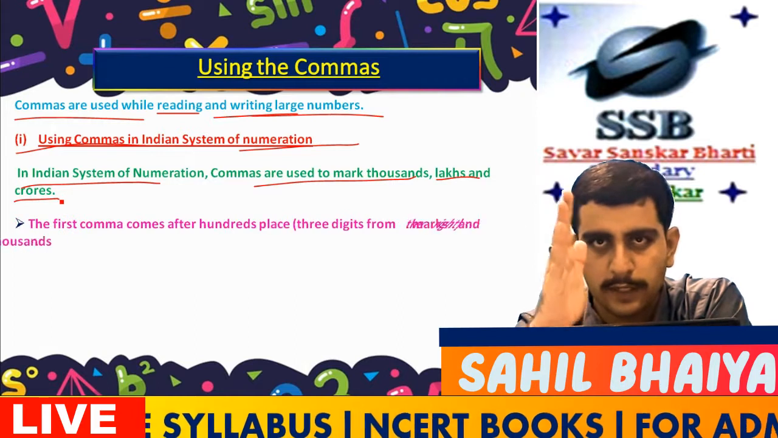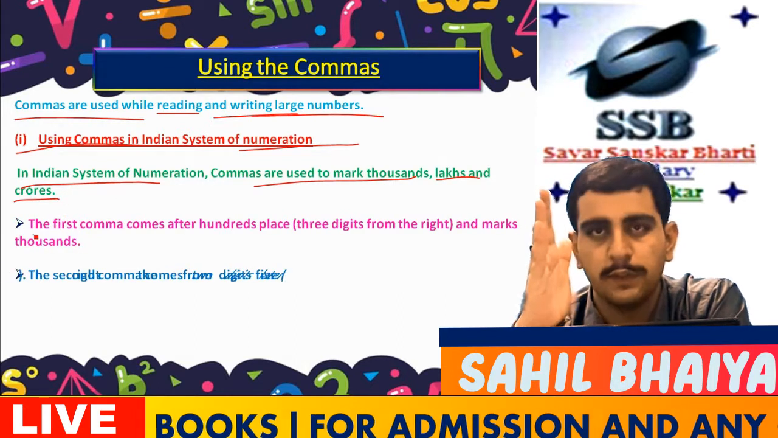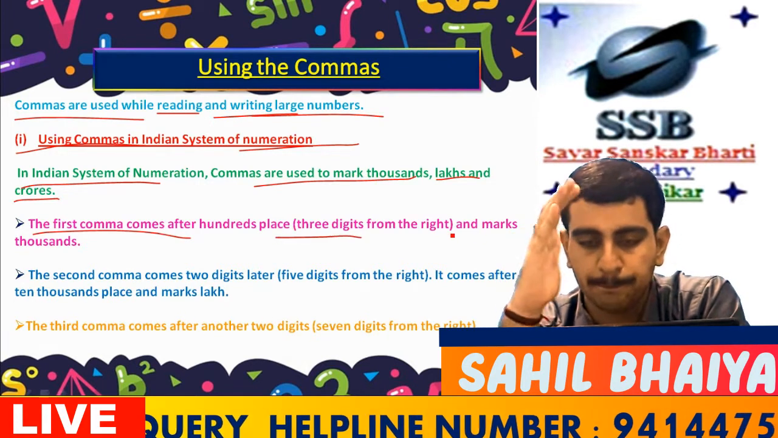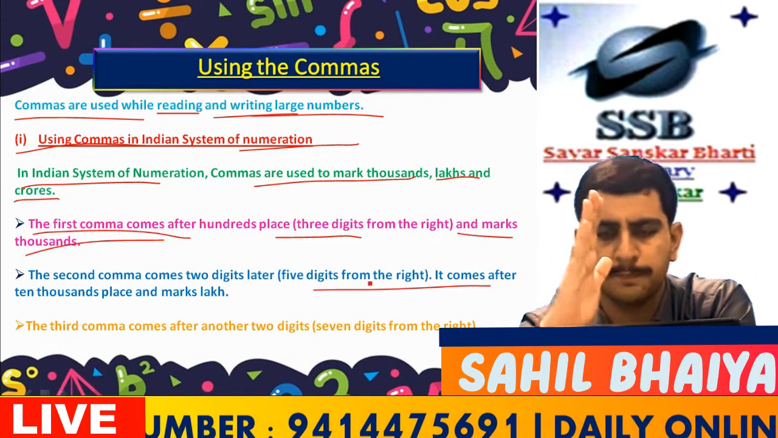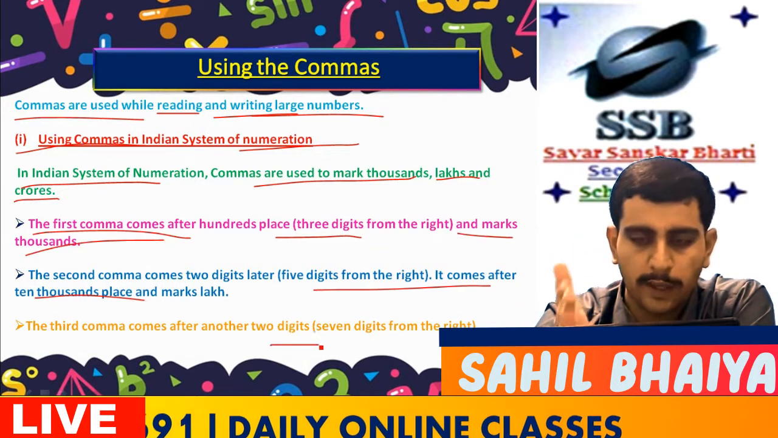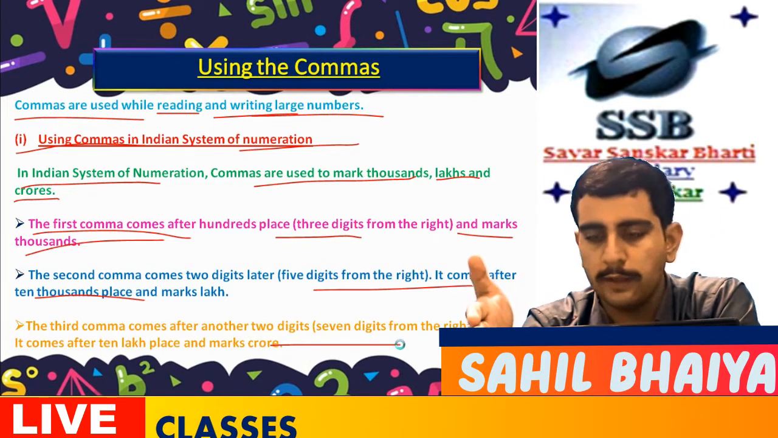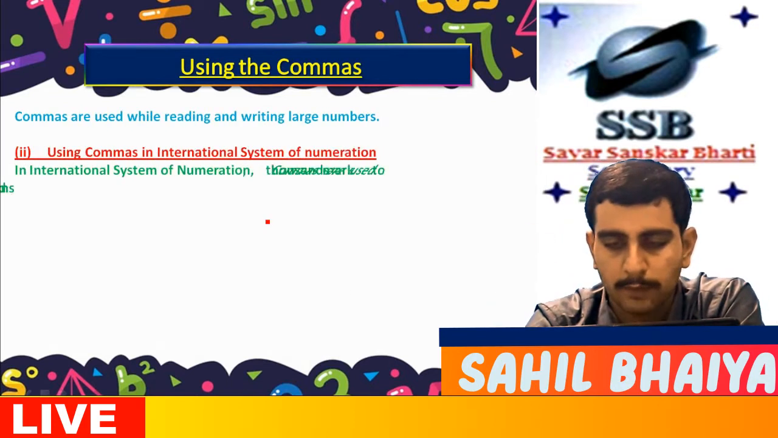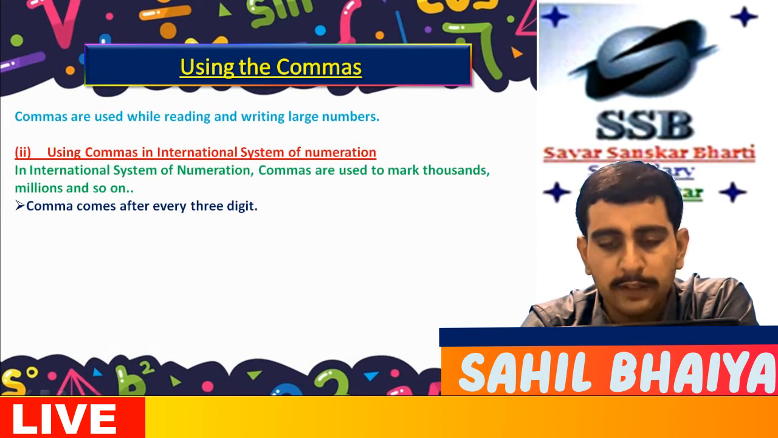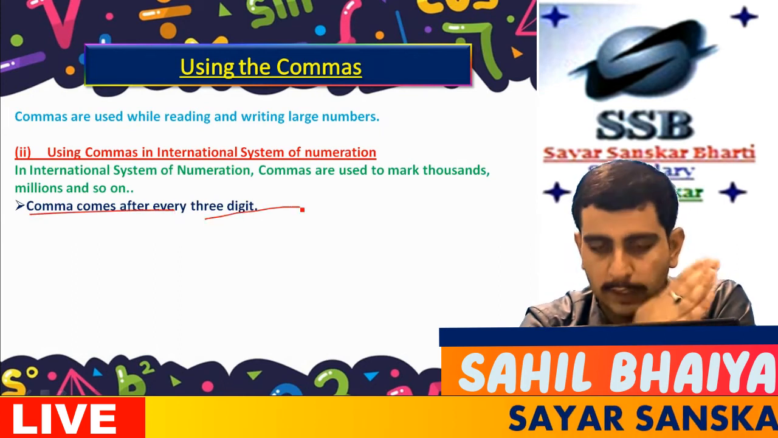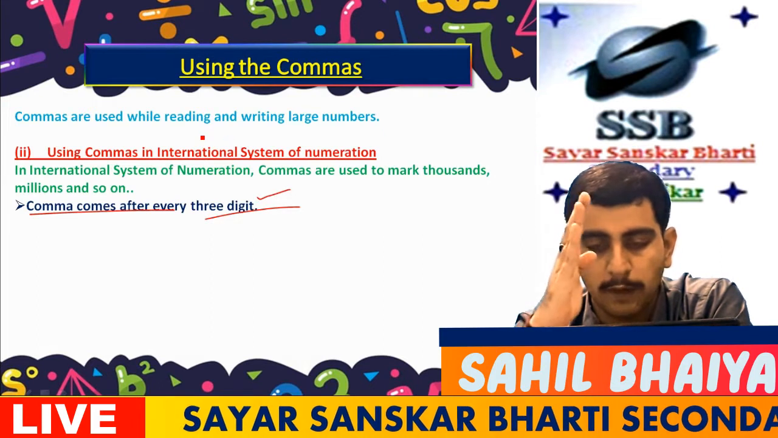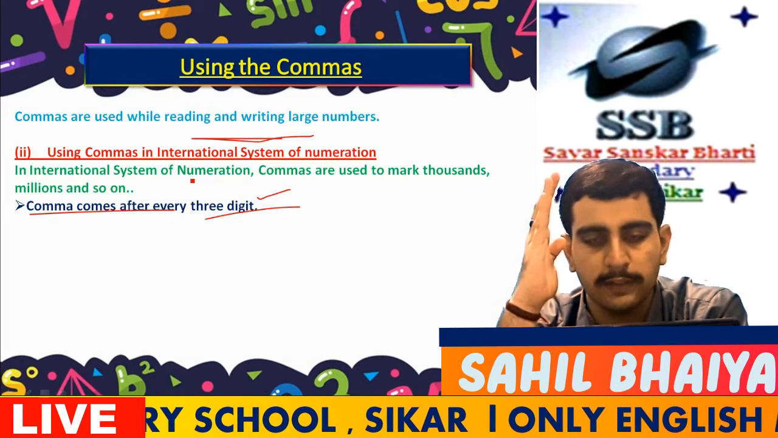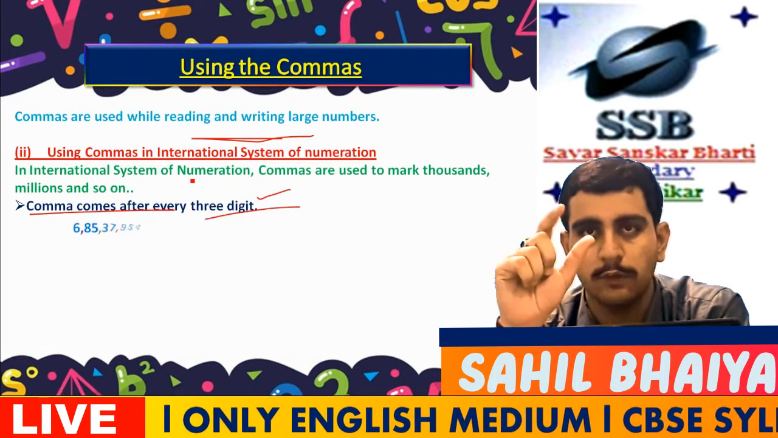Now we can understand the difference between these two systems just behind me on the screen. You can see there are two similar numbers. First we use the commas according to the Indian system of numeration, and then we use the commas in the international system of numeration. In the Indian system, on the left, the first comma after the 100 place marks the 1000 place. You can count ones, tens, hundreds, then 1000. When the 1000 comes, there will be a comma. It is shown in red color.